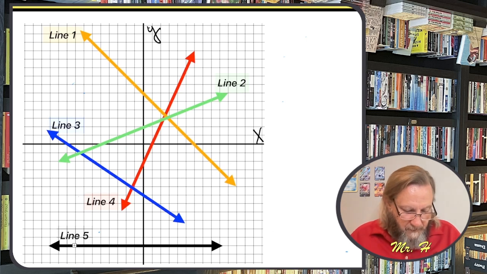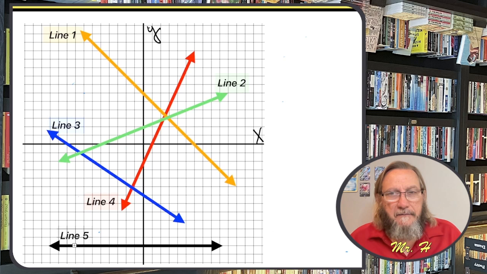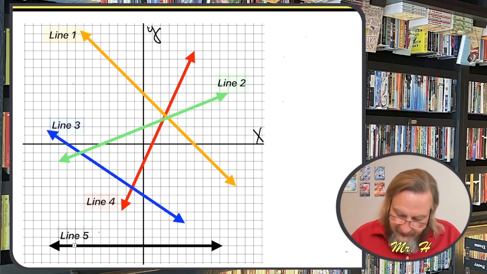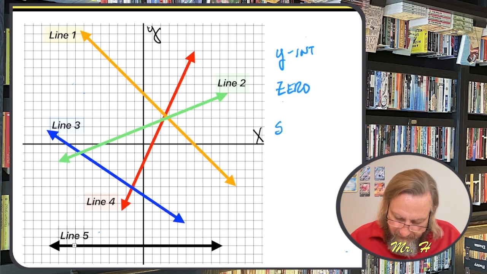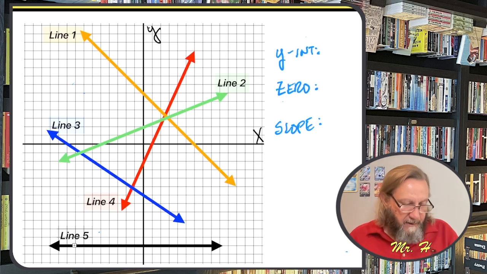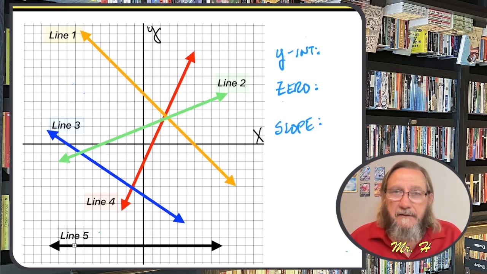All right, let's continue right on. Next line is number 5. Line number 5 is the black line. And we want to find 3 things on this line. I want you to find the y-intercept. I want you to find the 0. And I also want you to find the slope of that friend. Slope, 0, and the y-intercept. Hit the pause button. Let's see how you do on this one.